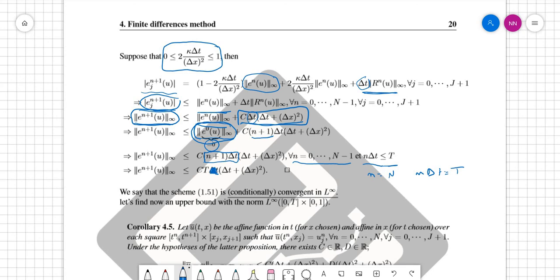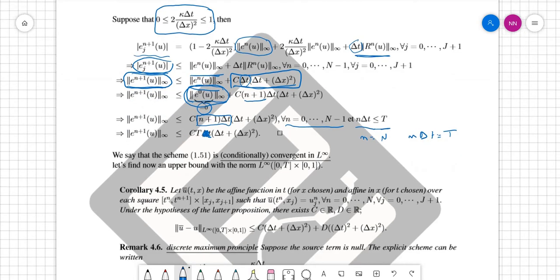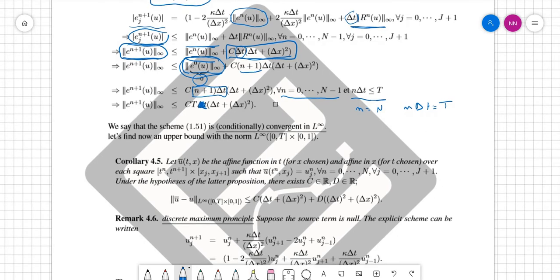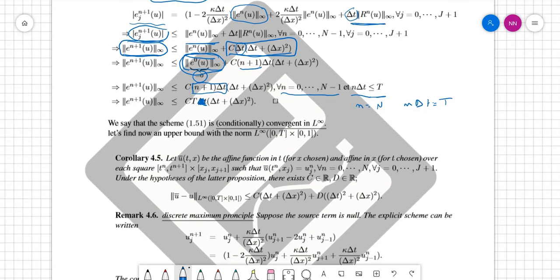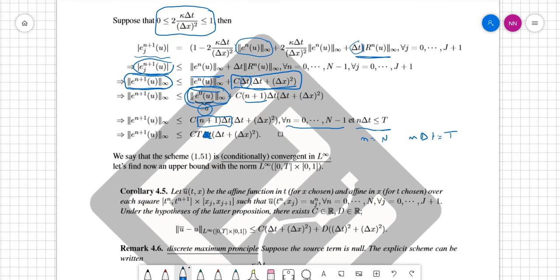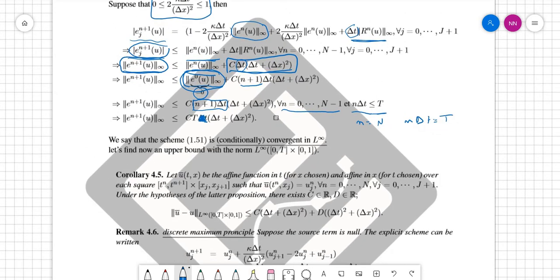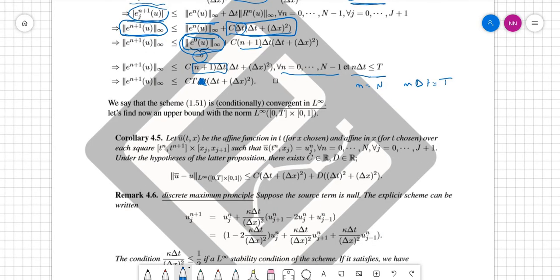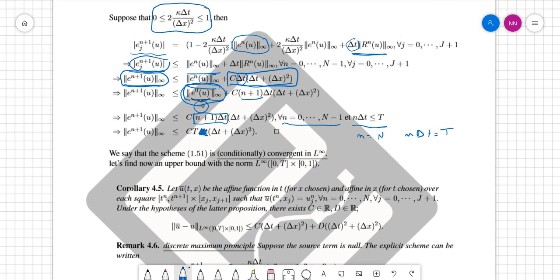C_t is a constant which gives the result of the theorem. That's why we say that the scheme is conditionally convergent in L infinity, because it's convergent under a condition, which is 2 kappa delta t over delta x squared between 0 and 1. Otherwise, we will not be able to do this algorithm. In fact, we always want these coefficients in here to be between 0 and 1. Otherwise, we will not have the convergence when we go back to the first term, which is e^0.